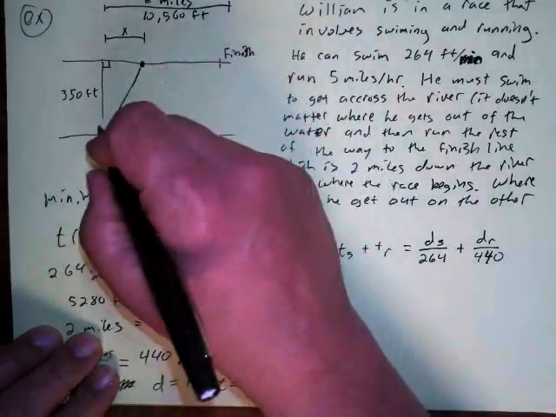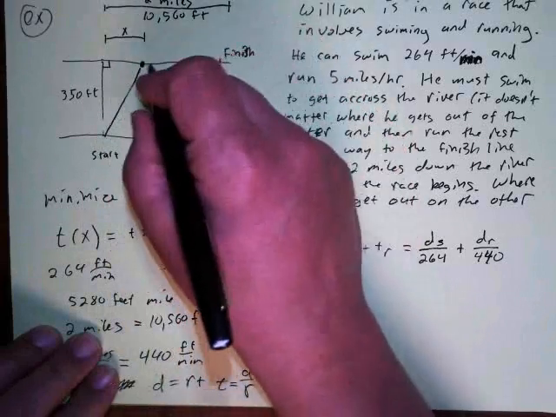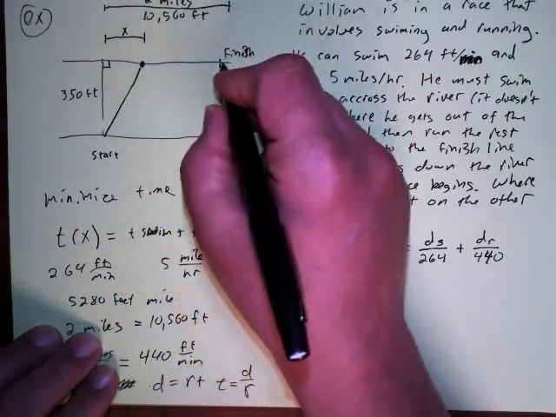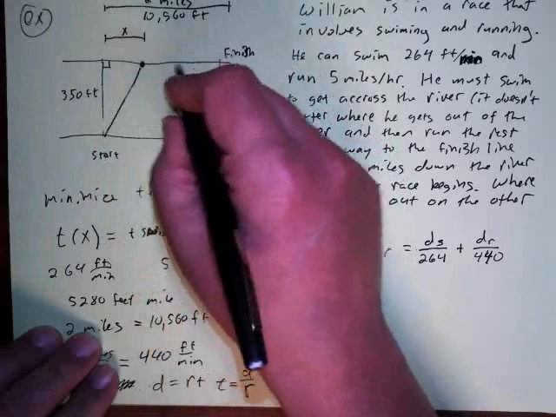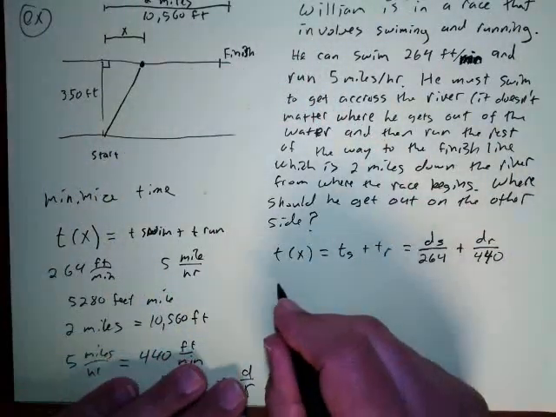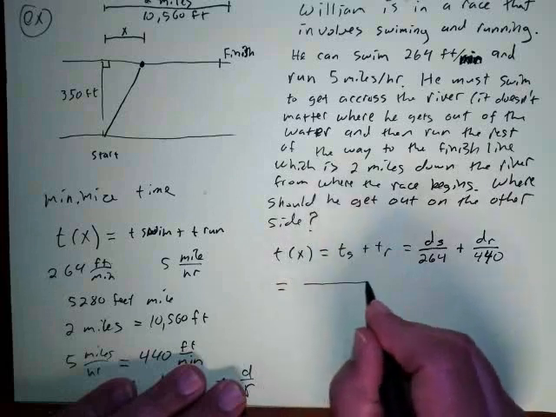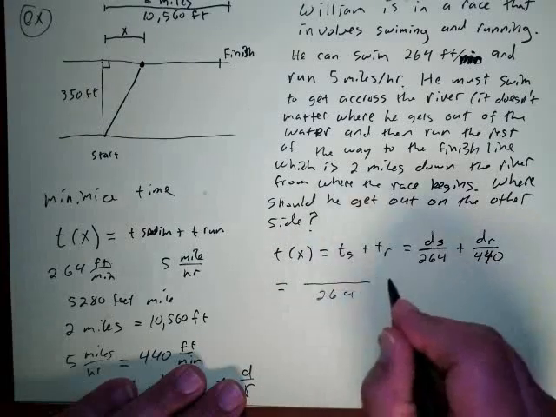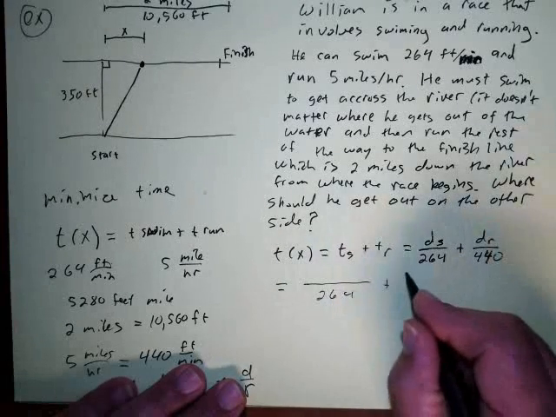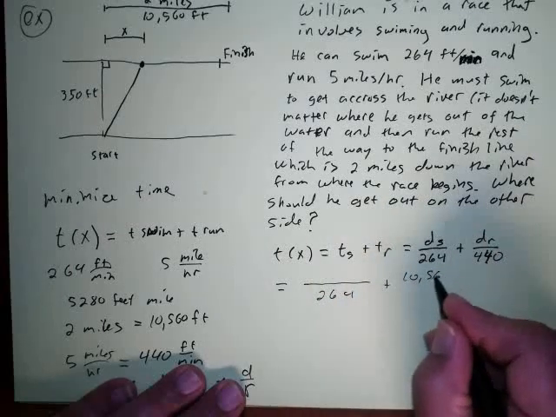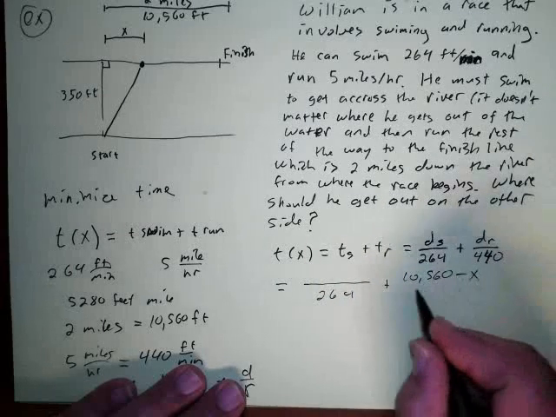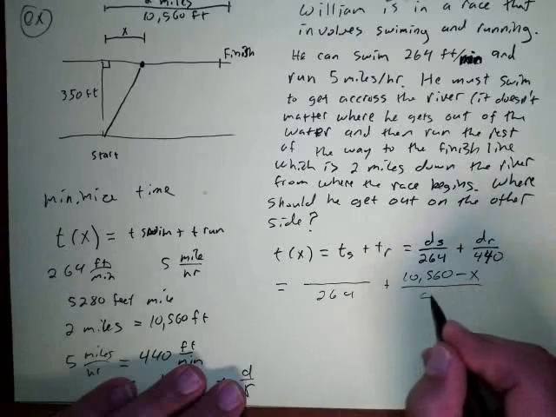So notice wherever I get out, the distance I run here is going to be the remainder after x. So this top number is going to be, and I'm going to put a thing here over 264. But the distance that I run is really 10,560 minus x, right? And that's over 440.